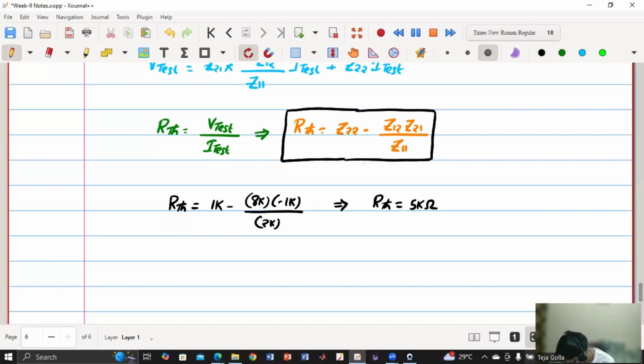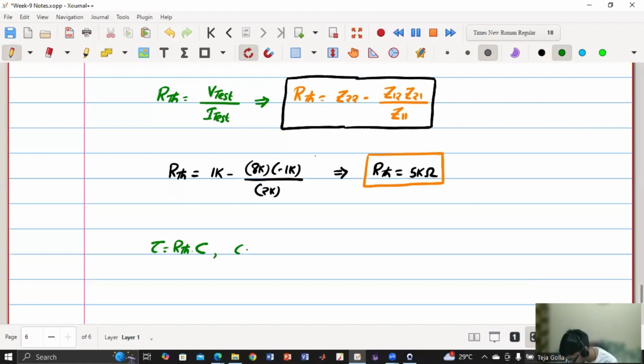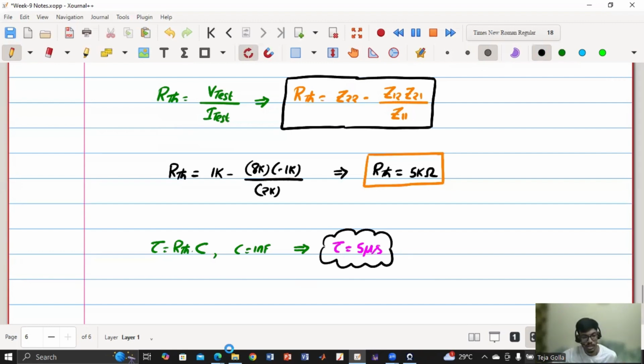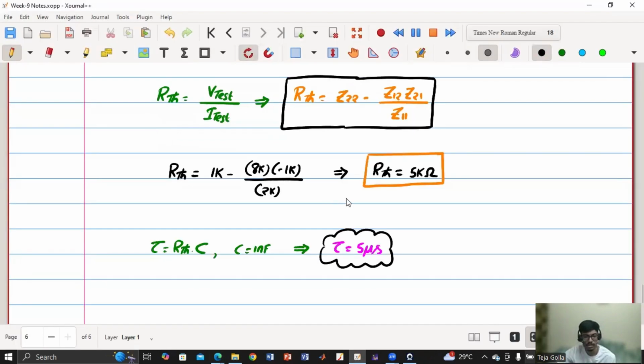Now, what will be the tau? Because they have asked tau. Tau is equal to RThevenin times C, right? And C they have given as 1 nanofarad. So how much is tau? 5 microseconds. So this is my tau. Okay, so let us check whether tau is matching or not. So time constant tau is 5 microseconds and it is within the range 4.8 and 5.2. Agree? Any questions in the first part? Any queries till this part?